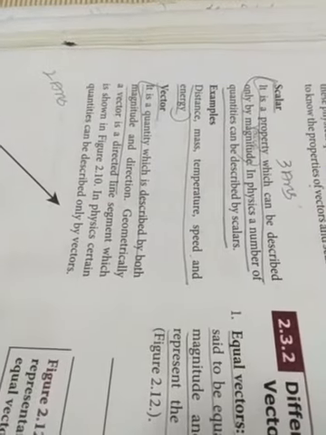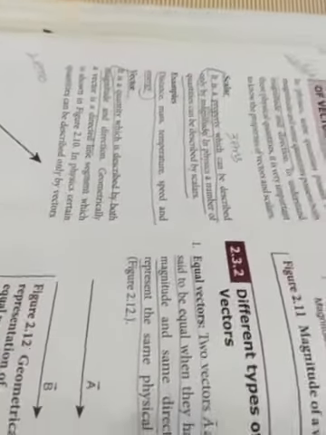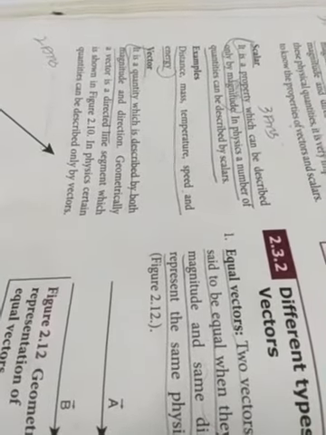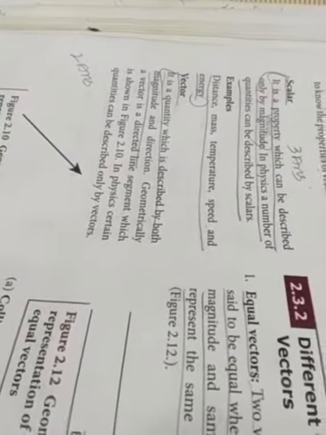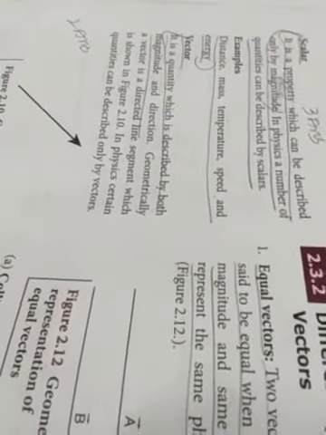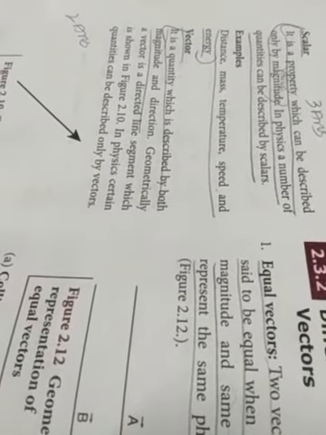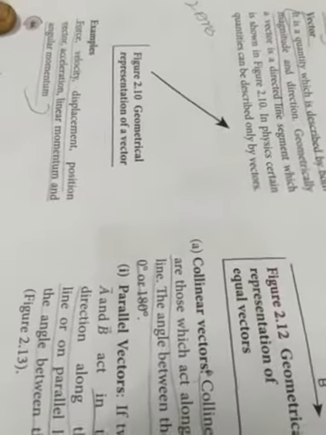It is a quantity which is described by both magnitude and direction. Geometrically, a vector is a directed line segment. Vector means what? It's a directed line segment. Examples of vectors are force, velocity, displacement, position vectors, acceleration, linear momentum and angular momentum also.